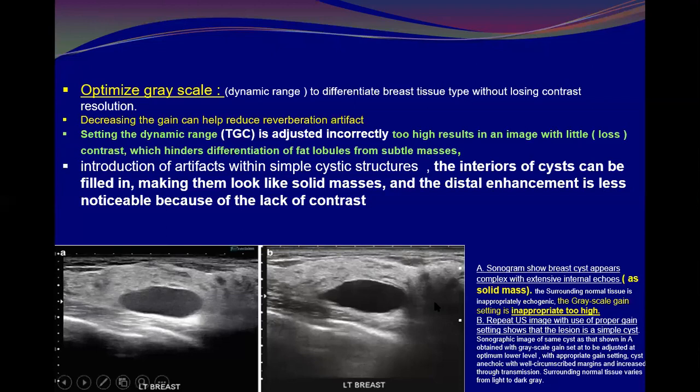When the grayscale is optimized, then it will become anechoic, because we have to refer it to the medium gray of the fat. You got it? Yes. Okay. So we have to adjust the time gain correctly so as not to lose the contrast.